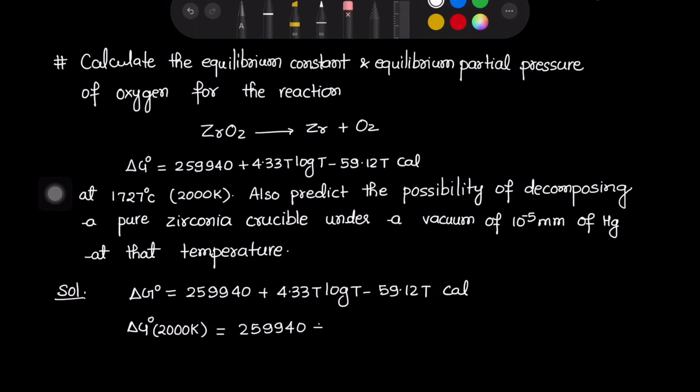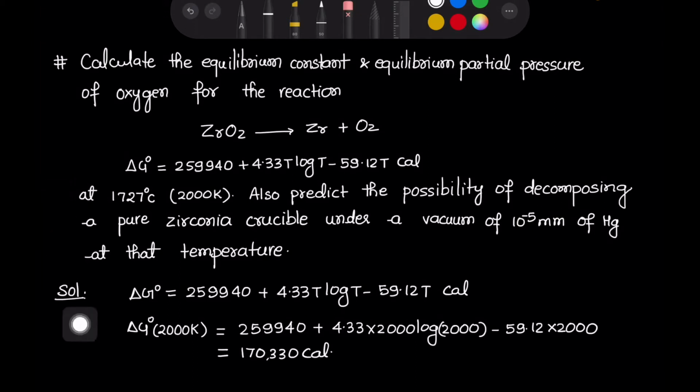So delta G naught value at 2000 Kelvin is 259940 plus 4.33 into 2000 log 2000 minus 59.12 into 2000. We'll just use the scientific calculator to find this value, and this will come to 170330 calorie. This is the value of delta G naught.